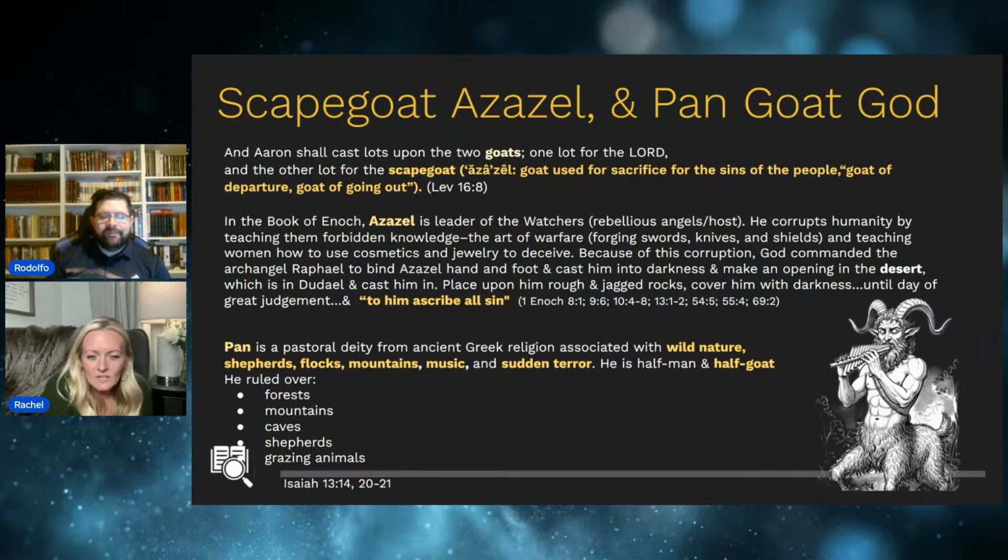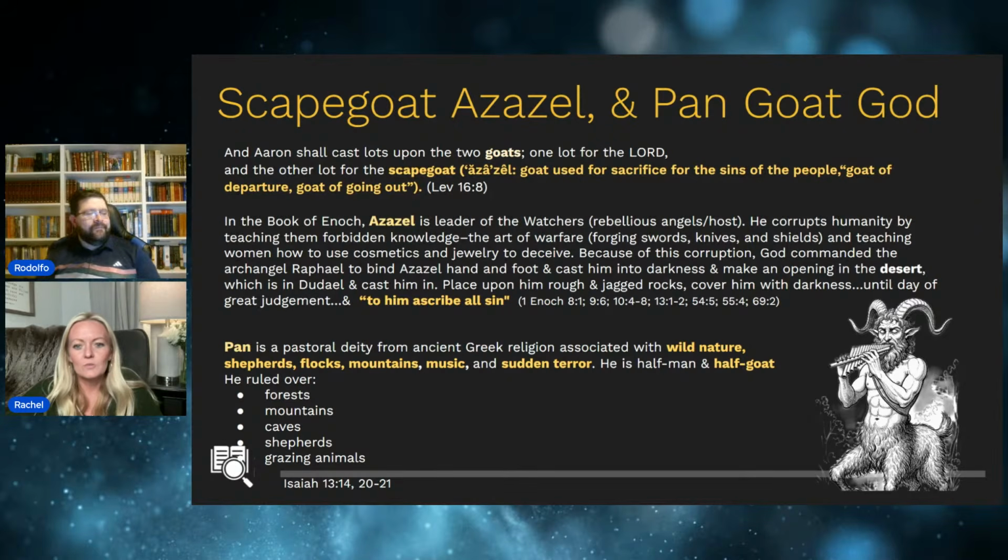So then the other idea, Pan, which is a Greek goat god. If you think of Mr. Tumnus from C.S. Lewis, he was kind of a goat god playing the music, and I could never tell if he was good or bad. Interesting connection. So Pan is associated with nature and shepherds, flocks, mountains, music, and also sudden terror, and he's half goat, half man. And he rules over forests, mountains, caves, shepherds, and grazing animals.